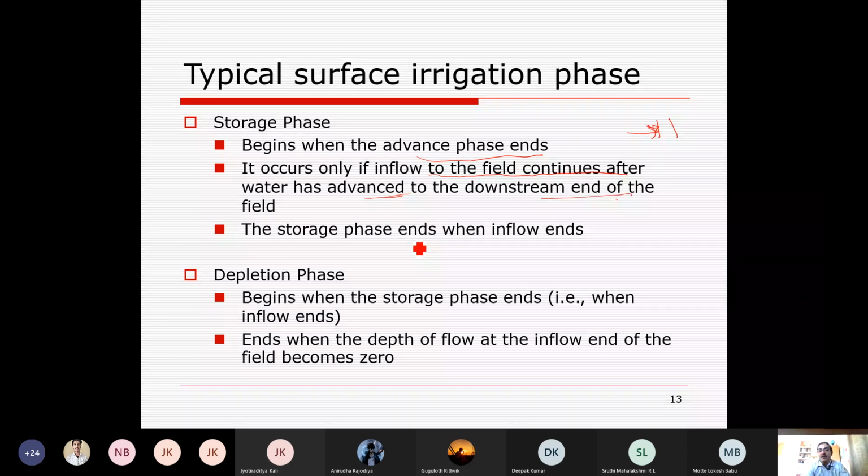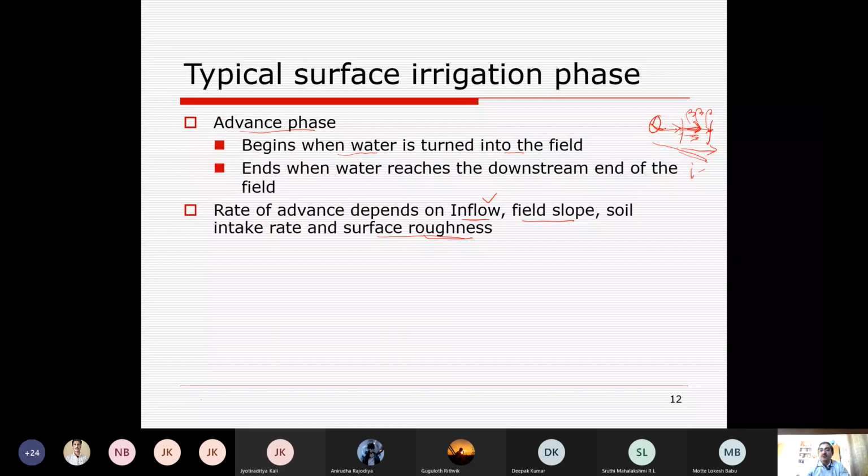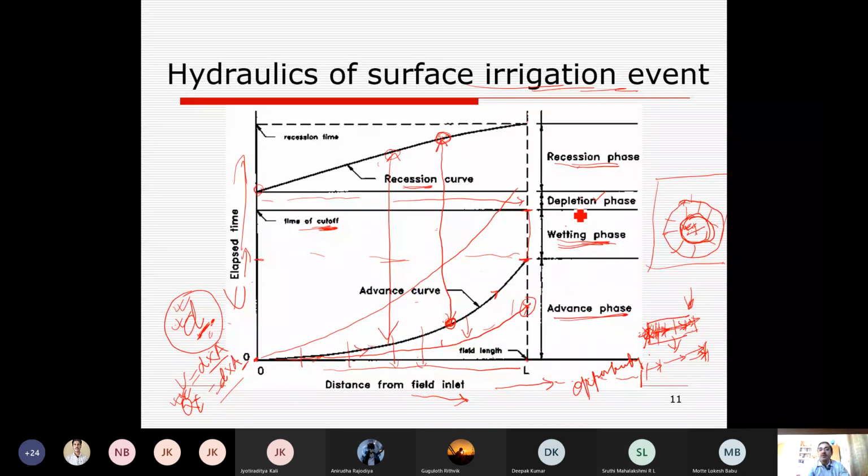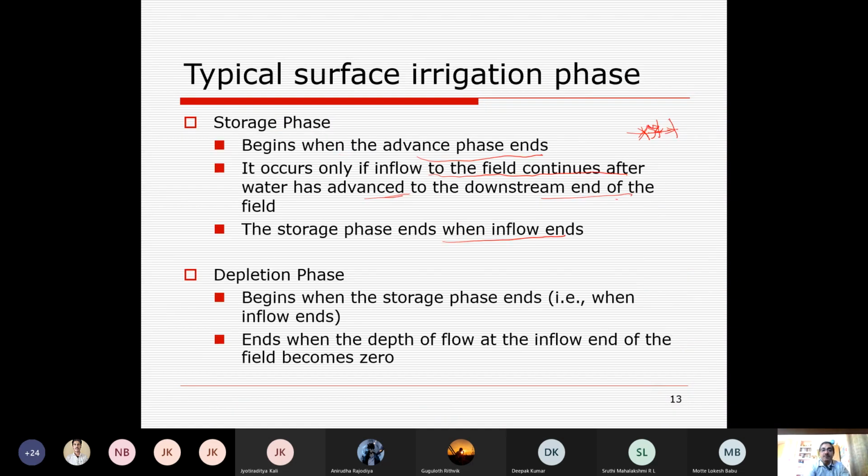And the storage phase ends when inflow ends. When we control or stop this supply, storage ends at that particular point. It depletes then, and the recession phase starts thereafter. So the depletion phase begins when the storage phase ends, meaning there is no further supply of water, no further storage coming. Now whatever is there is reducing. The reason being, it is infiltrating continuously. So the depletion phase begins when the storage phase ends, or when inflow ends.